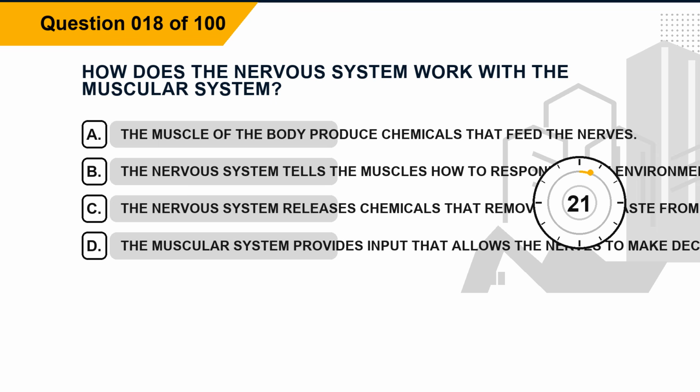Question 18. How does the nervous system work with the muscular system? Option A, the muscle of the body produce chemicals that feed the nerves. Option B, the nervous system tells the muscles how to respond to the environment. Option C, the nervous system releases chemicals that remove excess waste from the muscles. Option D, the muscular system provides input that allows the nerves to make decisions.